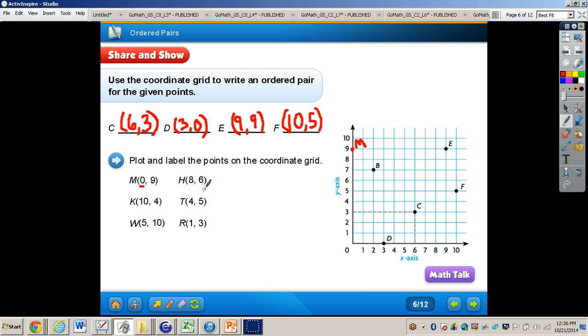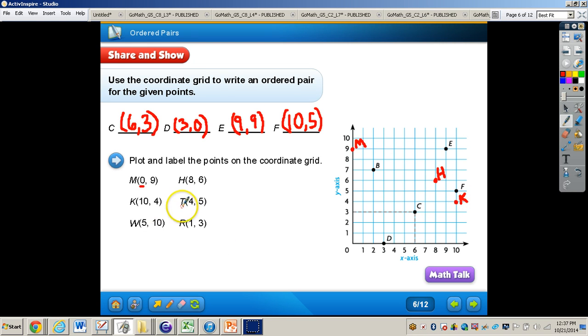Moving to letter H, (8, 6). So first of all, looking at my first ordered pair, 8, we move 8 units to the right from the origin on the x-axis, and we move up 6 units on my y-axis. Plot our point and label that the letter H. One more together, letter K. We want to move 10 units to the right on my x-axis, and then we'll move 4 units up on my y-axis, plot our point, and label it letter K.